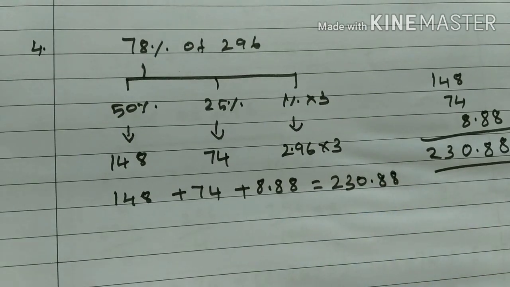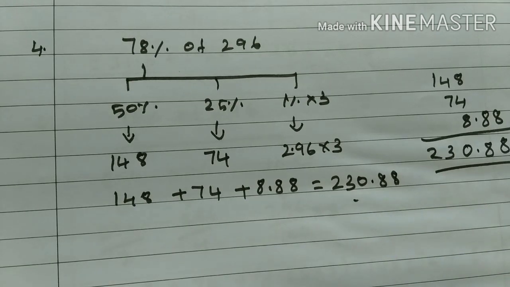You will get 230.88. So 78% of 296 is 230.88.